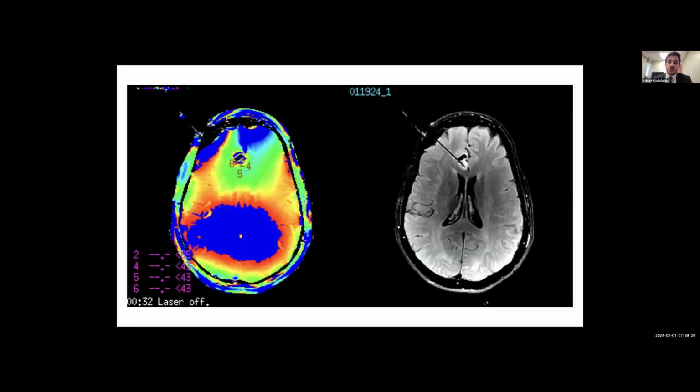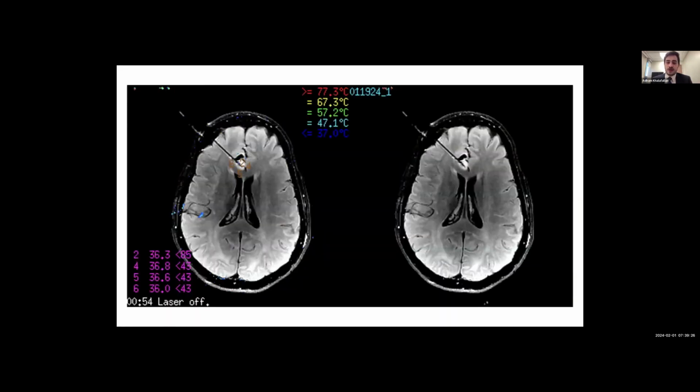This is a female patient who had this incidental finding. We discussed getting a biopsy and then ablating. It was a low-grade glioma.